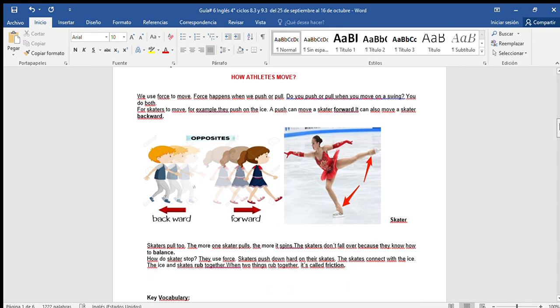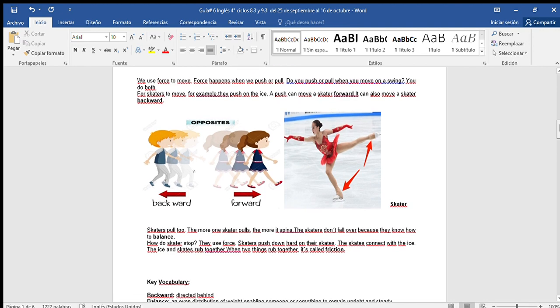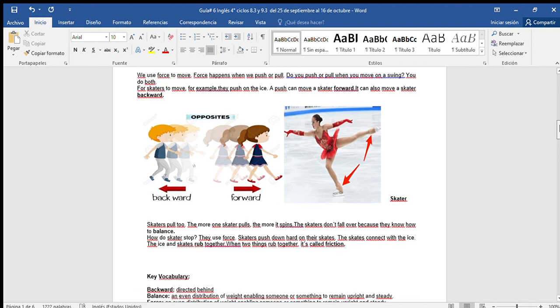Skaters pull too. The more one skater pulls, the more it spins. The skaters don't fall over because they know how to balance. How do skaters stop? They use force. Skaters push down hard on their skates. The skates connect with the ice and rub together. When two things rub together, it is called friction.